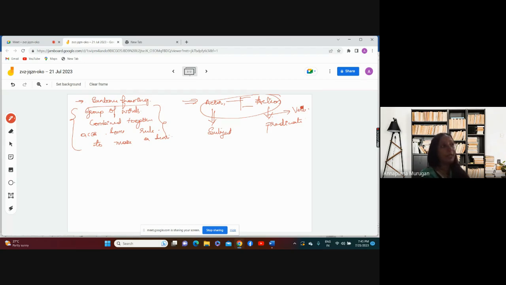So the subject is the person who acts, and the action is the thing that is done by the subject. Now don't get confused, thinking the actor should be only a human being. No, it is not necessary. You can say, "The dog is sleeping." The dog is the actor, and "is sleeping" is the predicate here.